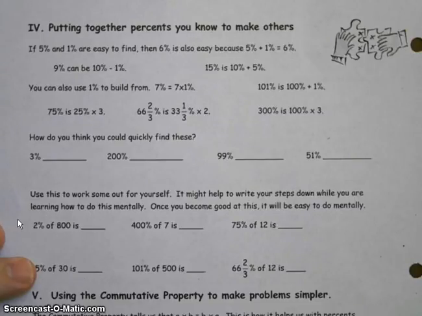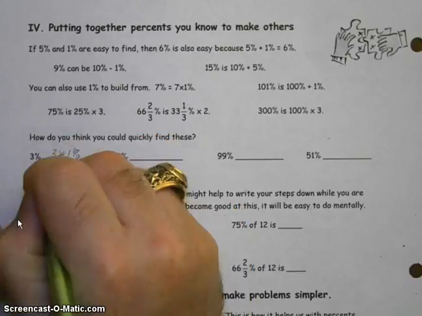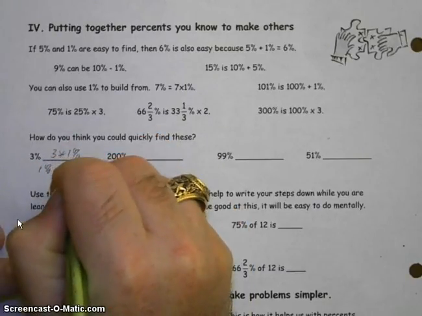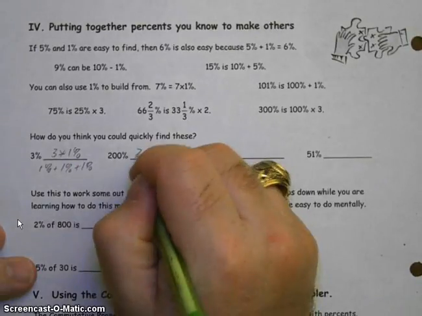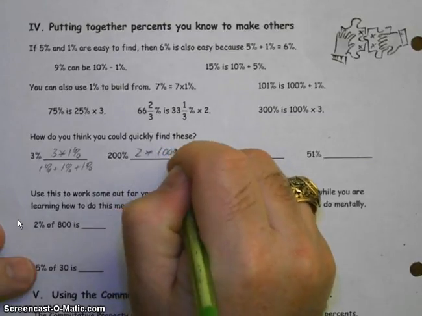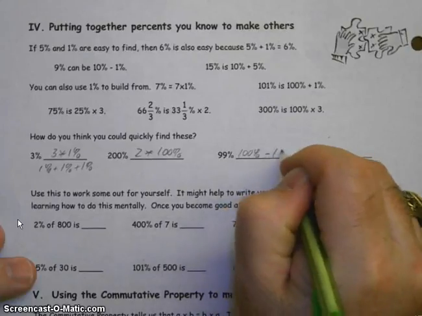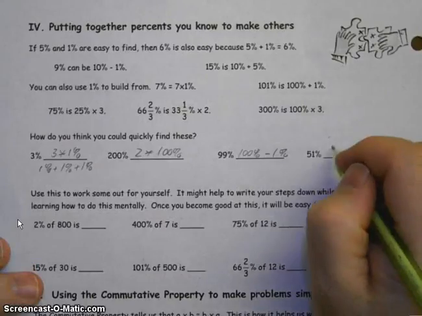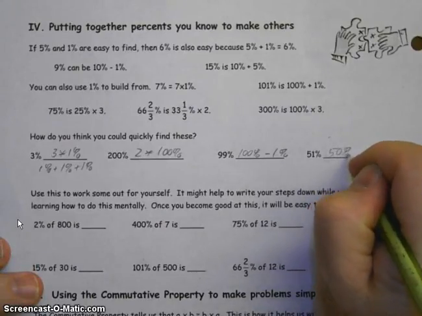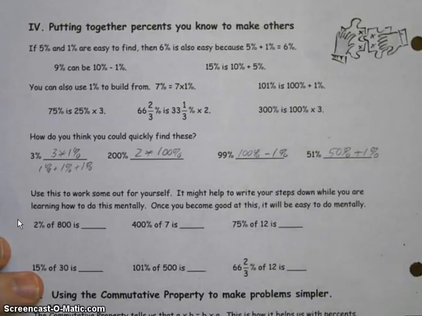To find 3%, there are a couple of ways you could do it: 3 times 1%, or 1% plus 1% plus 1%. You could also do 5 minus 1 minus 1. 200% is simply 2 times 100%. That's going to be the easiest way to get it. 99%: if you do 100% minus 1%, that's 99%. 51%: if you do 50%, which is half of 100%, plus 1%, which is a 100th of 100%.